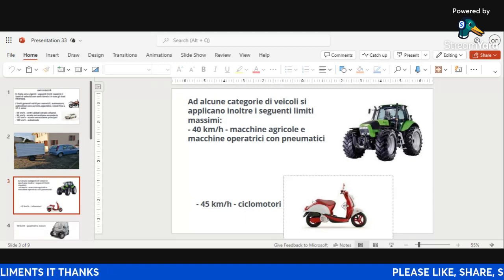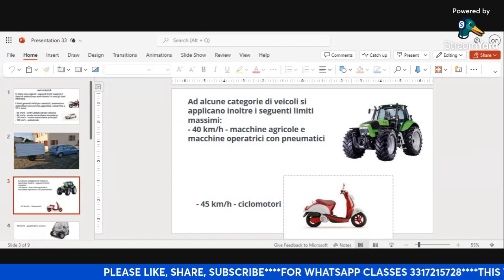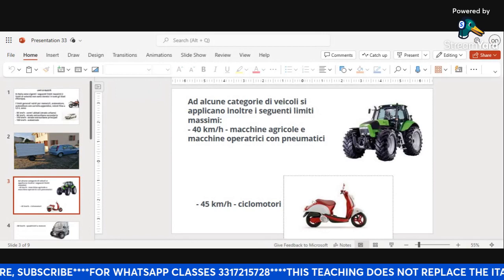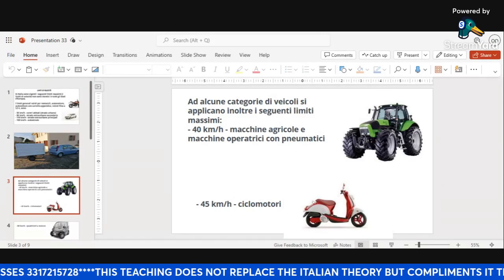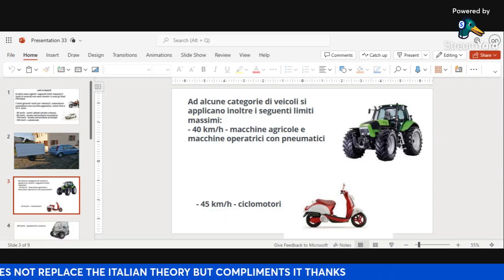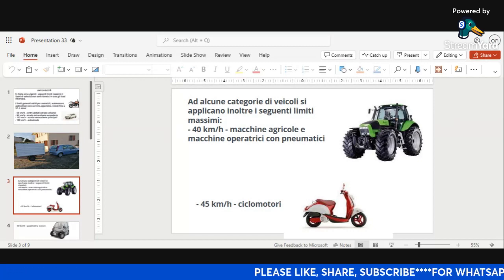Now we have this one, which is ciclomotore. Ciclomotore is this smaller type of bike. We'll call it a ladies' bike. If I'm to name it, I'll name it ladies' bike, because according to where I come from, we see it as a ladies' bike. The speed limit for this type of vehicle is 45 kilometers per hour. I repeat, these vehicles have their own speed limit, so be careful to memorize them. Ciclomotore is 45 kilometers per hour.